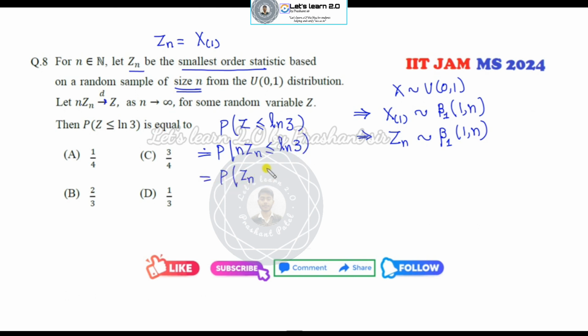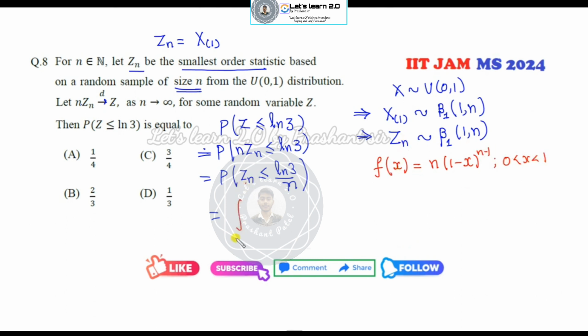So this number, Z of n, will be less than this. Fine. So how can you solve that? Either you can use the PDF or you can use the CDF, if you know the CDF of the beta distribution. Otherwise, I know this is the PDF of this. If I write it as x, what is the PDF? n(1 - x)^(n-1), whenever x lies between 0 and 1.